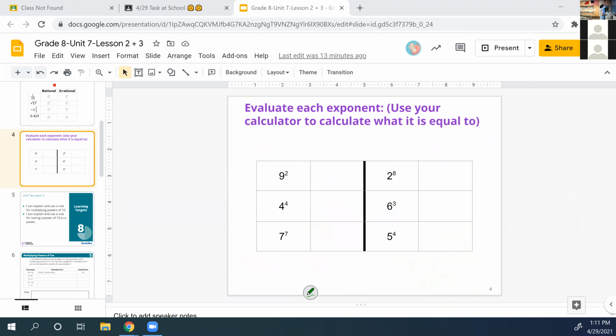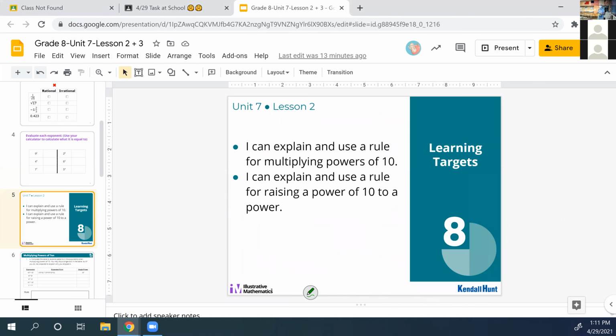Our learning targets for today, we have two of them. We're gonna learn two rules today. We're gonna come up with a rule for multiplying powers of 10. So when we have exponents and we're multiplying two exponents, there is a rule, and we're gonna talk about and learn about that rule today.